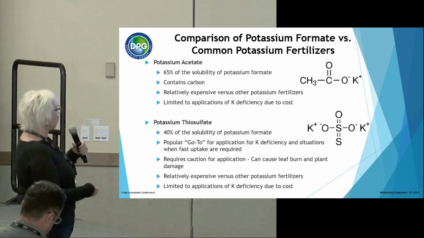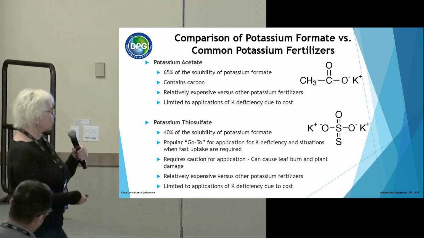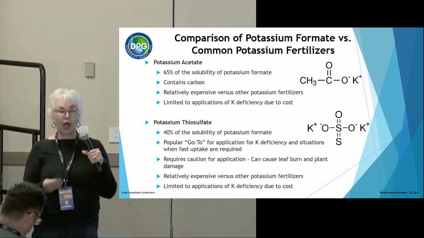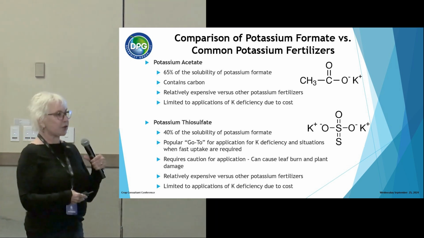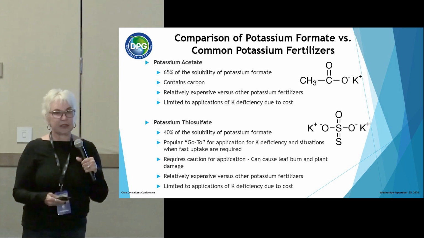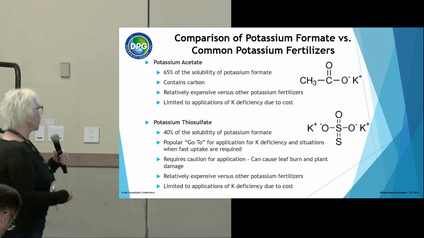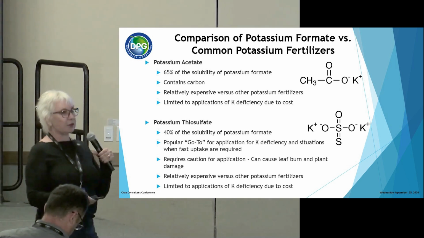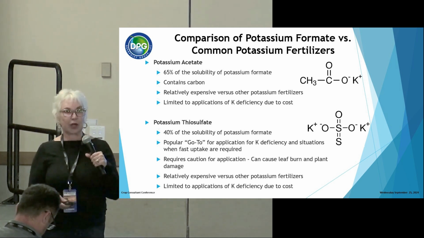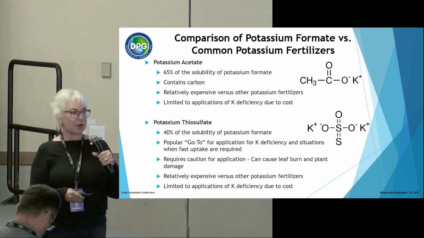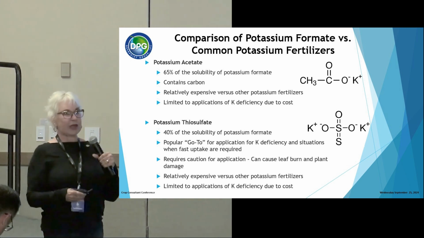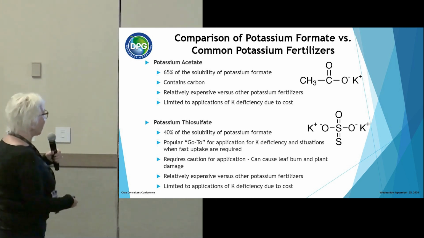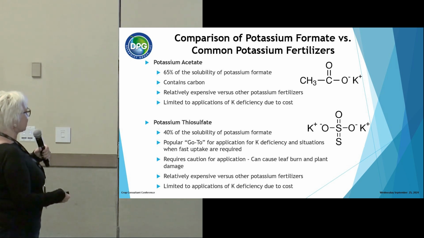Okay, potassium thiosulfate, another relatively soluble material, certainly commonly used, I think we would all agree, for deficiency symptoms mid-season or in-season, on almonds and pistachios. I know we commonly have seen a couple of additions or applications a year, say 20 gallons or whatever, to make sure that we have enough potassium for nut fill. And so it has 40% of the solubility of potassium formate.